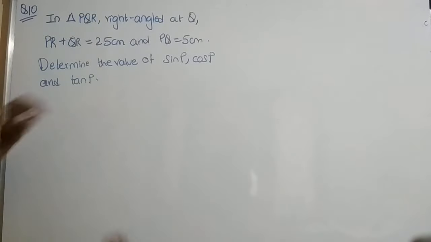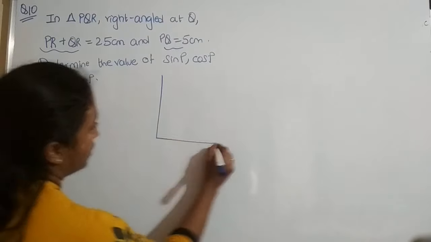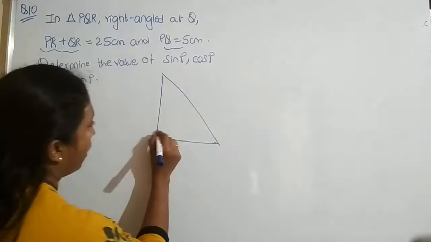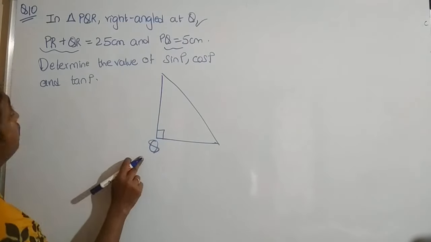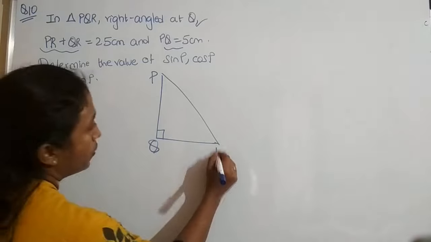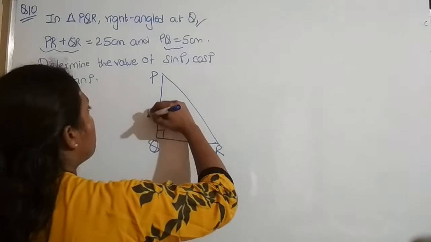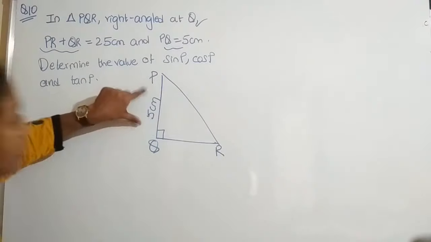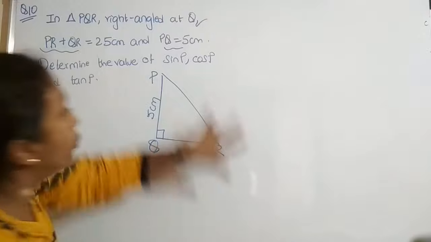Now here, just see, some condition is different. So let's first make a right angle triangle. So I have drawn a right angle triangle. It is right angled at Q. So please be very careful, it is right angle at Q. So obviously the acute angles are P and R. Here it is given PQ is 5 cm. So this is fixed. Can you see? PQ is 5 cm. They have given PR plus QR equal to 25 cm.